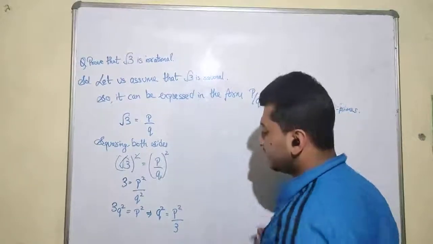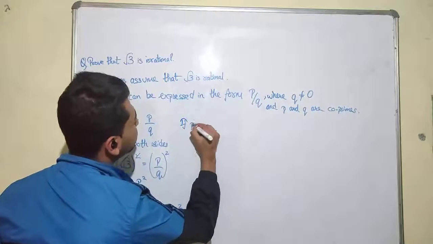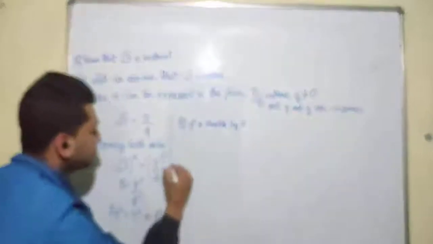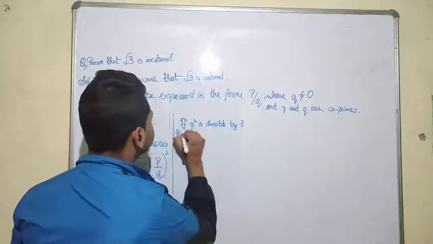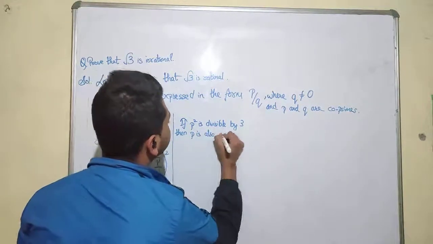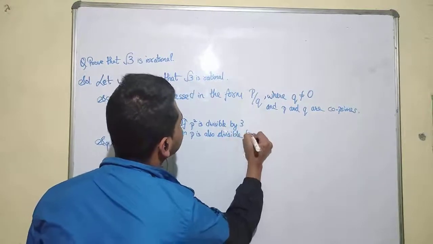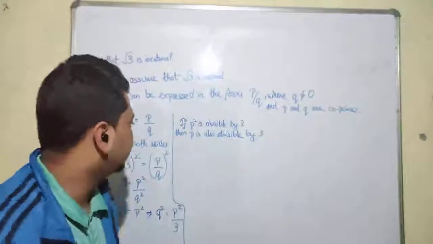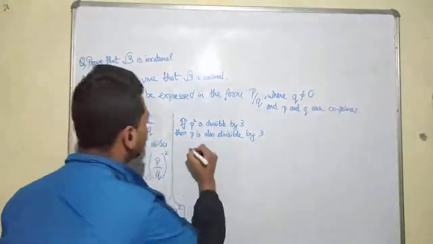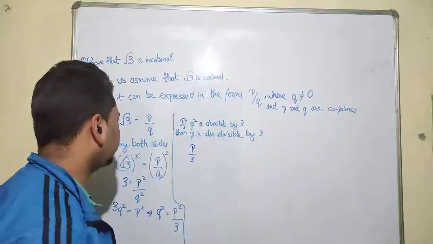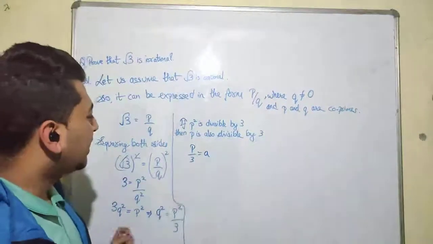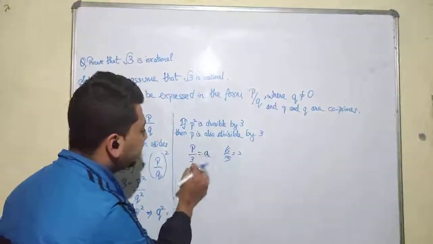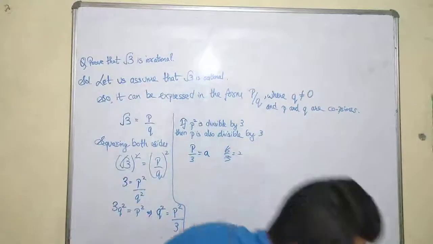So now we'll write: if p squared is divisible by 3, then p is also divisible by 3. If p squared is divisible by 3, then p will also be divisible by 3. After dividing p by 3, we'll get some number, say a. Like if we divide 6 by 3 we get 2, it's like this. If we divide p by 3 we get a. We are just assuming this.